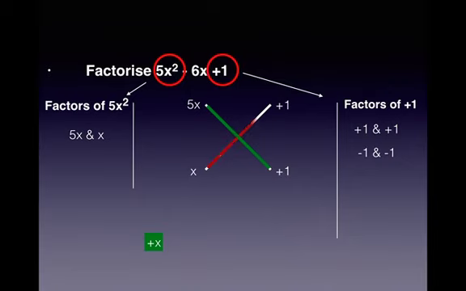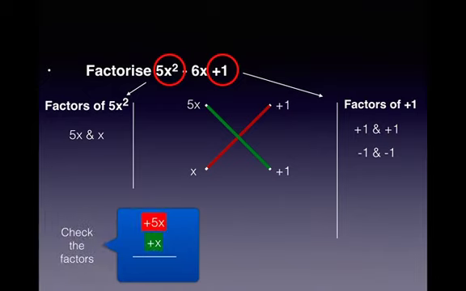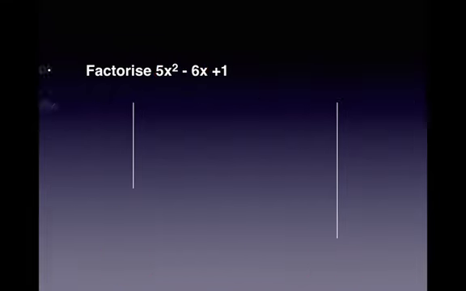Okay, that's a mistake. They're actually reversed, but that's fine. Gives you plus 6x. That is not the middle term. The middle term is minus 6x, so these are the wrong factors. So let's try the second pair, which I said was going to be the answer anyway.